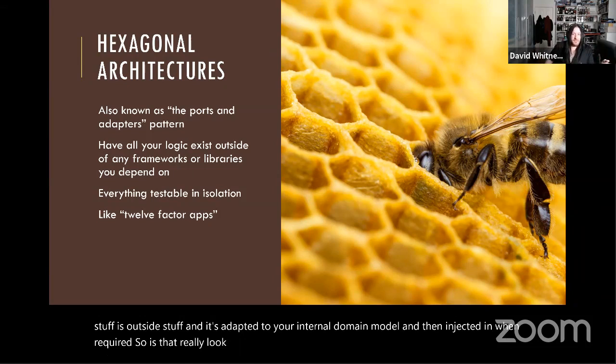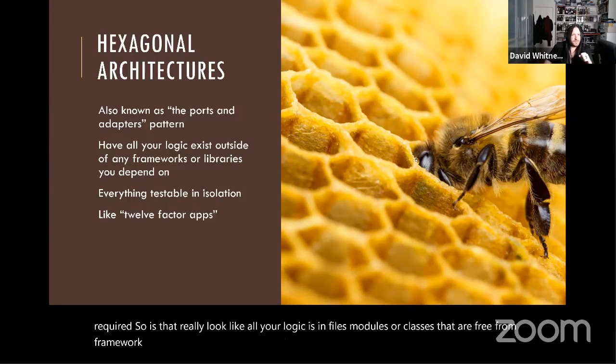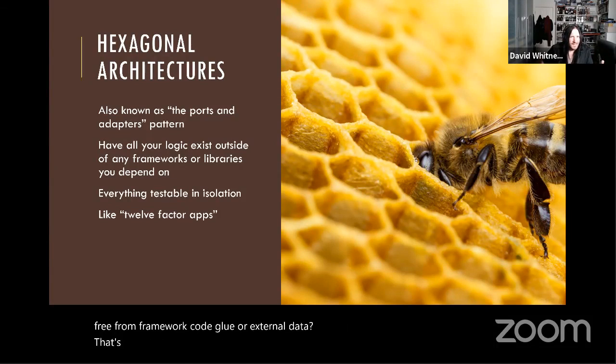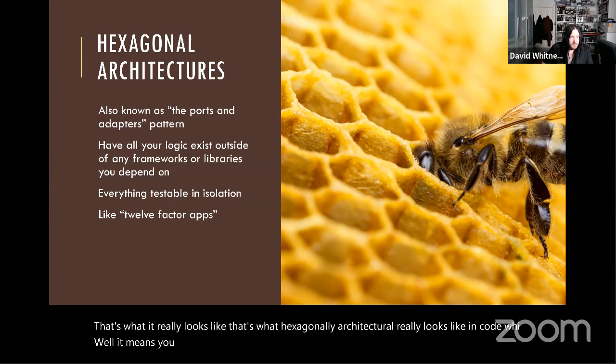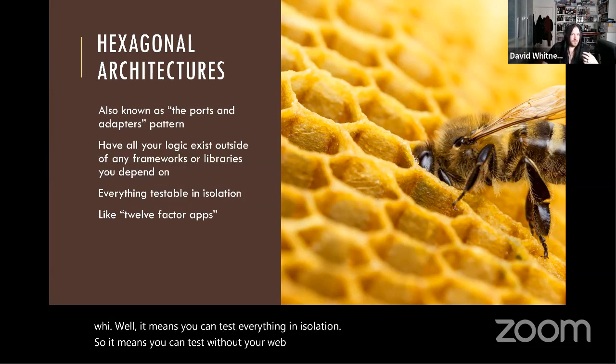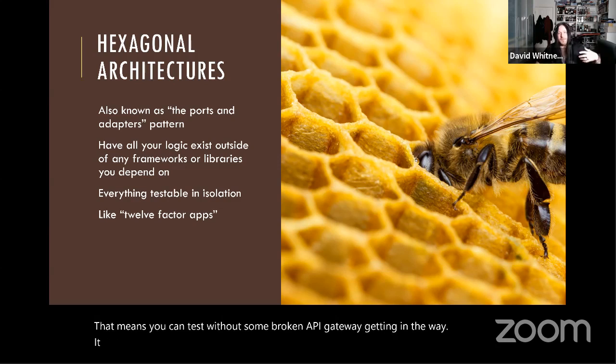So what does that really look like? All your logic is in files, modules, or classes that are free from framework code, glue, or external data access. That's what hexagonal architecture really looks like in code. Why? Well, it means you can test everything in isolation. You can test without your web framework. You can test without some broken API gateway getting in the way. It means you can keep your logic clear of all these external concerns, and it's quite a safe way to design applications.